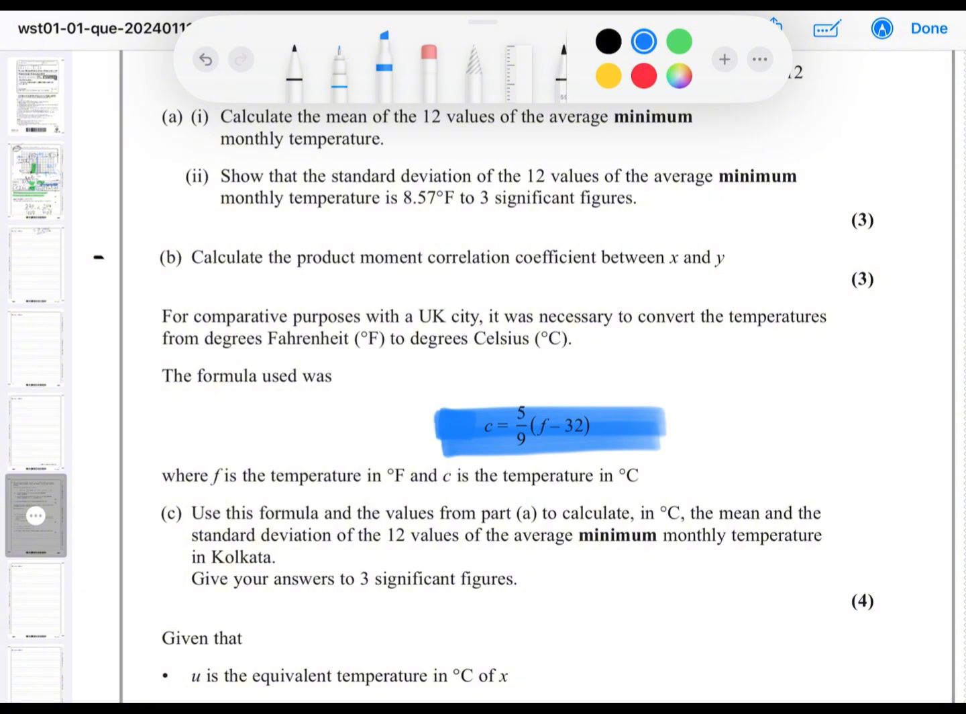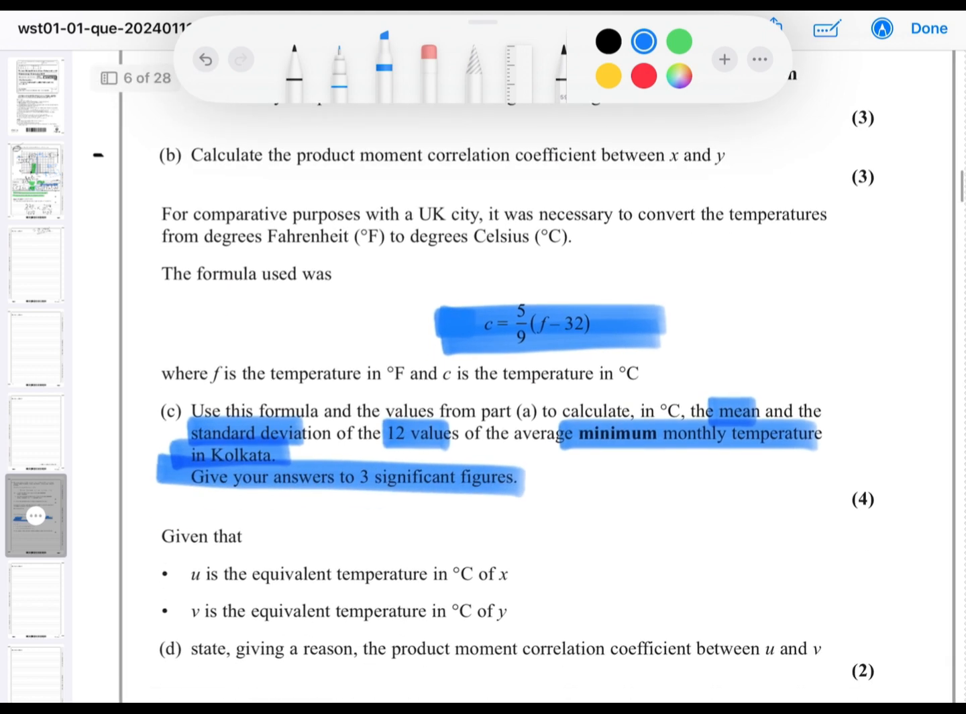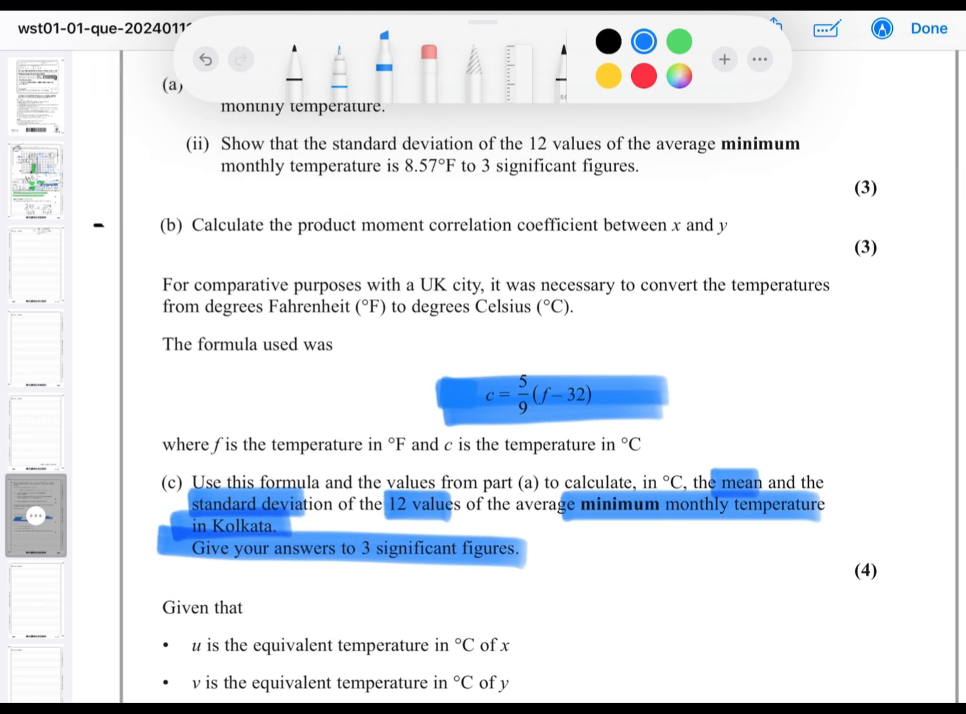So they're asking for the mean and the standard deviation of 12 values of the average minimum monthly temperature in Kolkata, giving your answer to three significant figures. So now we have to solve this one, the mean and the standard deviation from the minimum monthly temperature.